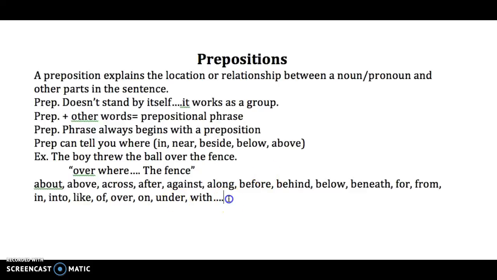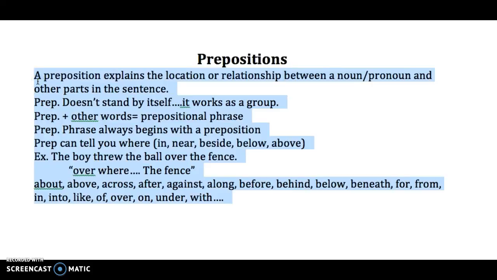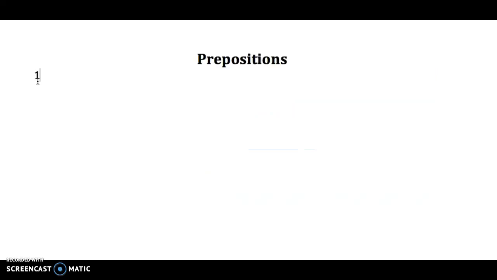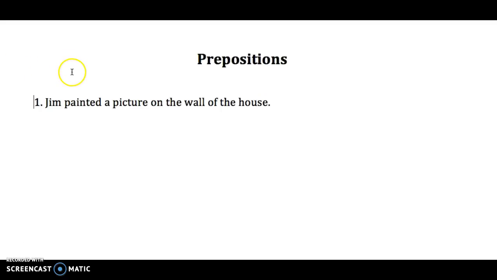So I'm going to go ahead and get rid of this information right here. I'm going to give you a couple of examples. Number one, if I say that Jim painted a picture on the wall of the house, let's take a look at this. Let's see if we can figure out which one is the preposition and which one is not.